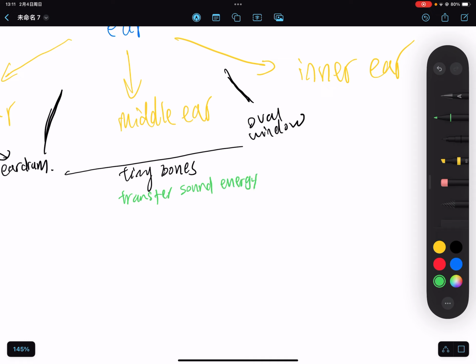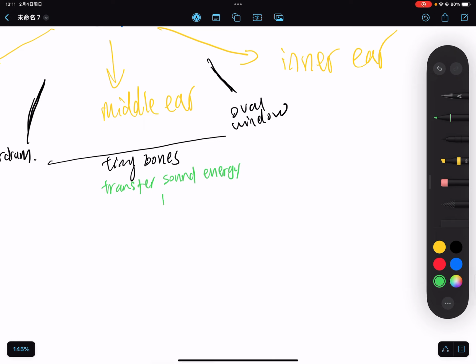So when you try to talk to your friends underwater, the result is really garbled. So these small bones make it possible for sound to travel in the water. And this also means that the fetus can hear outside sounds.